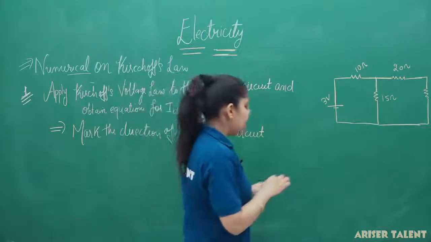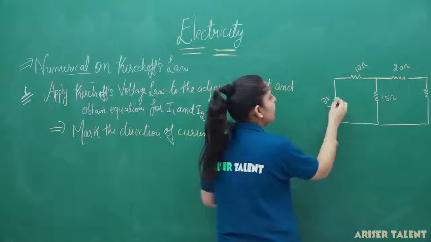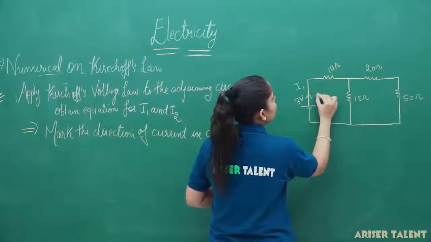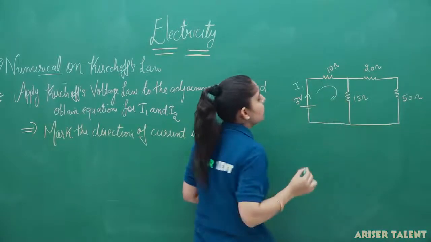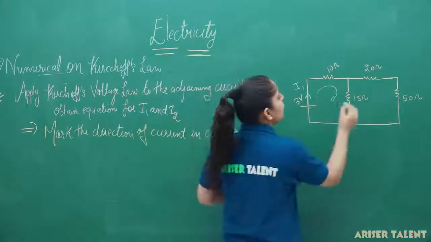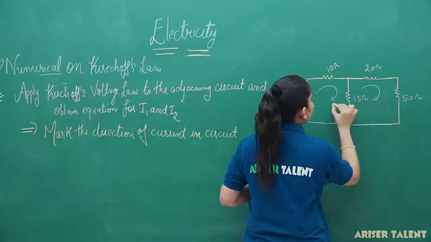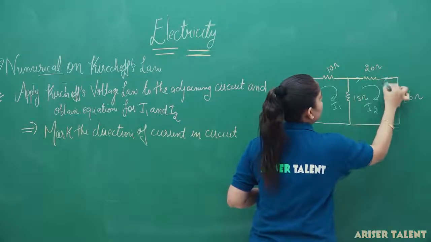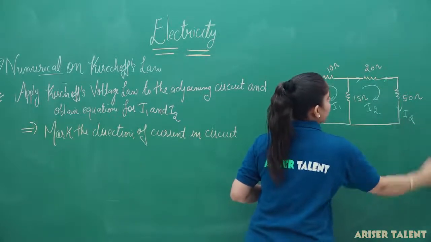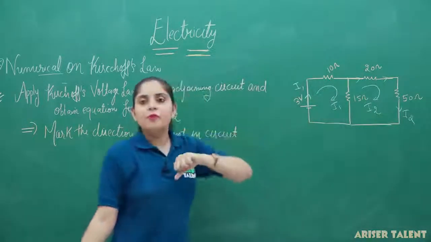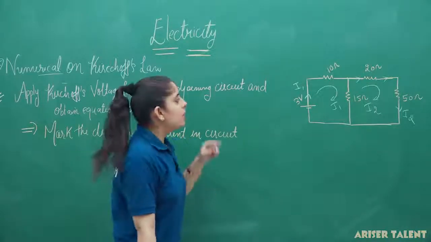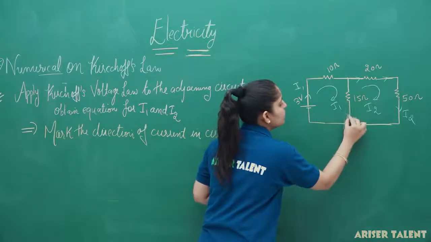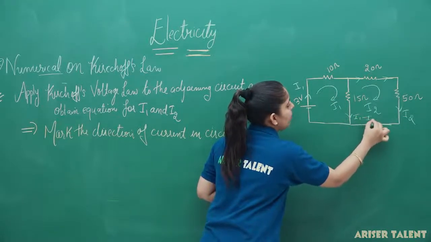How can I mark the direction of the current in the circuit? This is our battery. Suppose I am assuming that the current I1 is flowing through it. So this current will be going like this. Now, similarly, for this circuit, we can draw the current like this. This is our current I1 and this is our current I2. So I2 will flow from this part. Now, what current will the 15 ohm resistor obtain? The current in the 15 ohm resistor will be I1 minus I2.